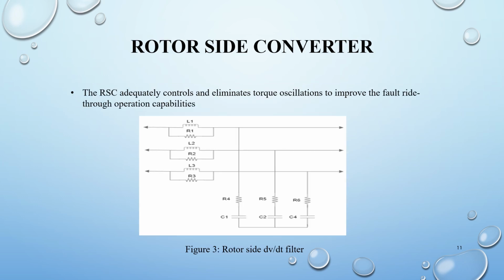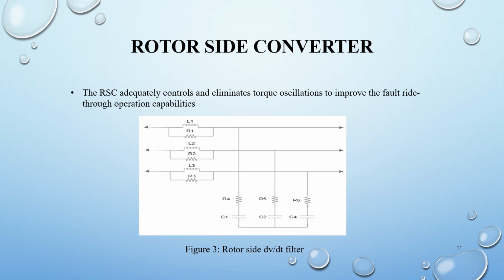Rotor side converter. The rotor side converter is used to control and eliminate DC oscillation and improve the fault ride-through operation capability. To maintain the torque of the generator, reactive power communicates between the stator and grid, and the rotor side converter with the filter generates the three-phase voltage of varied amplitude and frequency.